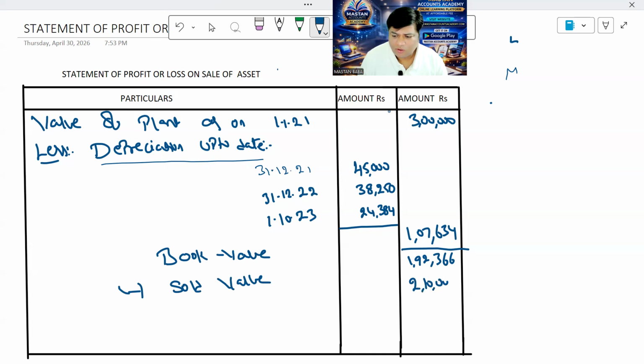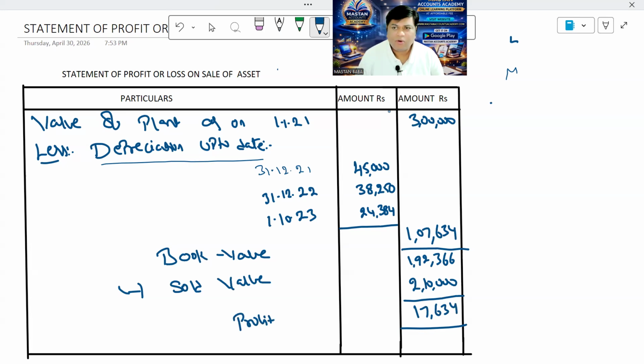So what we can notice here, it is sold more than the book value. Our book value is 1,92,366, but how much did we sell it for? We sold it for 2,10,000. So we made a profit of 17,634, and it is a profit.